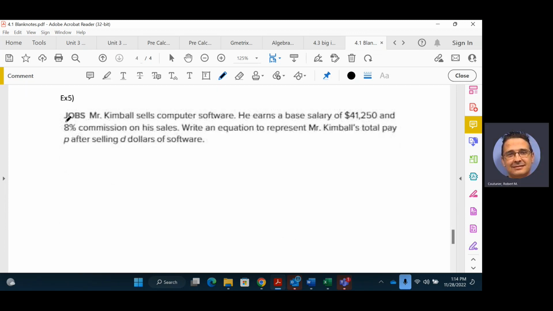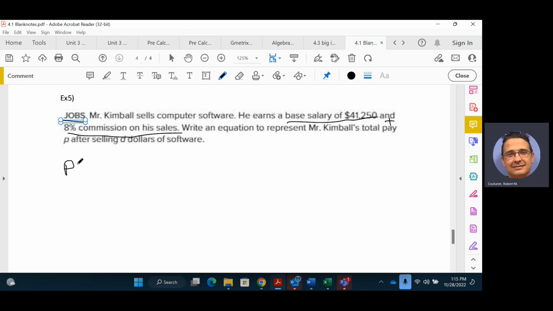Our last example here is about jobs, cashola money. And again, it's going to bring something in from the past, our simple interest. Lesson 3.5 is, I believe, where that one came from. So let's think about this carefully. Mr. Kimball sells computer software. He earns a base salary, and there's an important math term: and means plus in math, and 8% commission on his sales. Write an equation that represents the total amount of money he's going to pay, P, after selling D dollars.